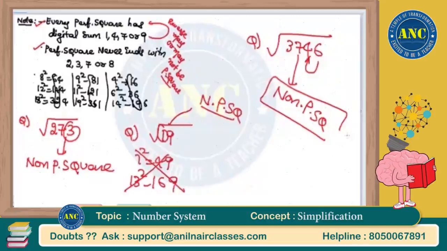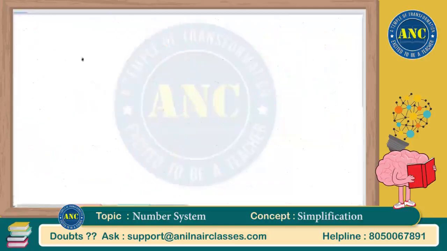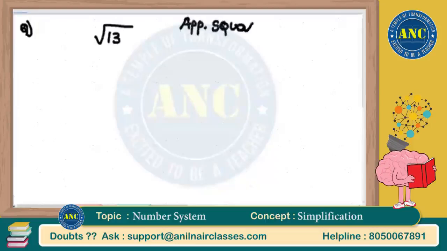First, we discussed how to find whether a number is a perfect square or not. Next concept, please write down. I hope it is clear, right, sir? Already two classes of simplification are over. Suppose I want to find root 13, how to find the approximate value, this I also discussed, but because so many new students are there, I am discussing all these shortcuts.